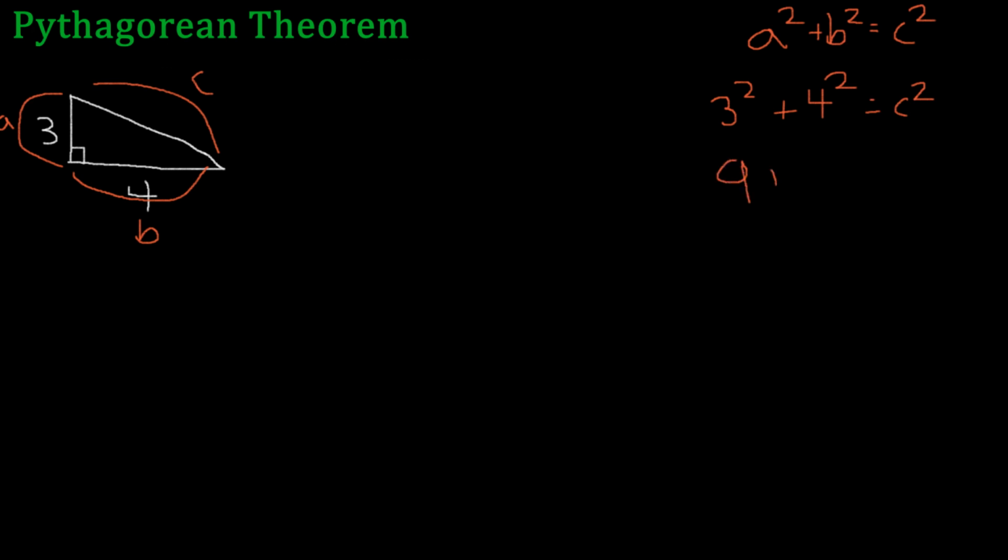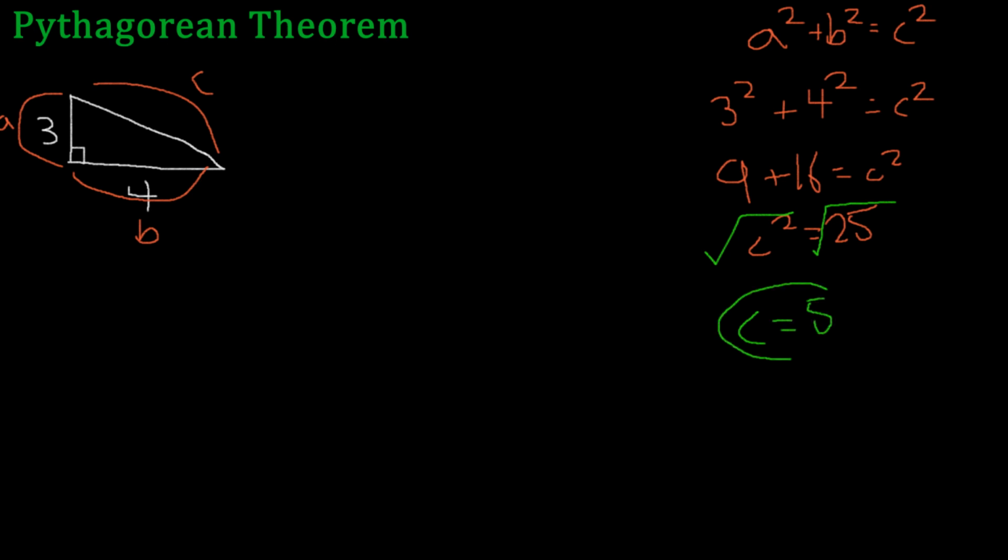We have 9 plus 16 equals c squared, and c squared equals 25. Now we have to get c by itself. So we know that c squared equals 25, and when you square something, the opposite of squaring is taking the square root. So what we have to do is take the square root of c squared and the square root of 25. So this becomes c equals 5. So now we know that our hypotenuse is 5.